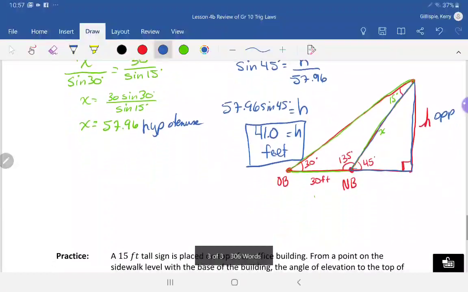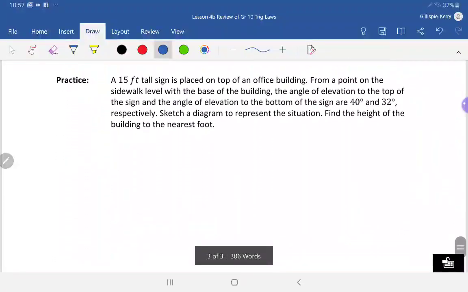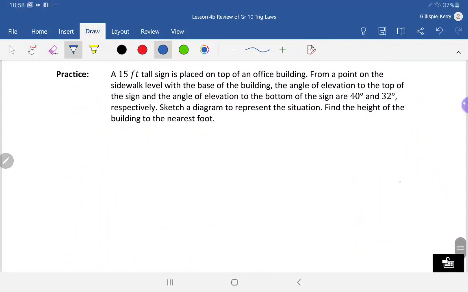One more question. I want you to do this one on your own as well for homework. I will get you set up with this picture though. So we have an office building, and we have a sign on top of the office building. So it's like a billboard facing out. So when it says it's a 15-foot sign, it means it's 15 feet on top of the office building.